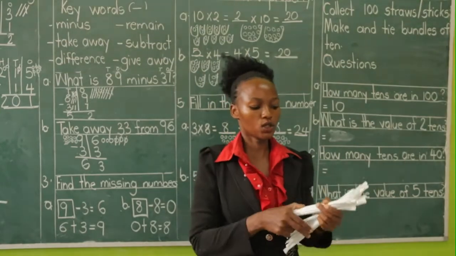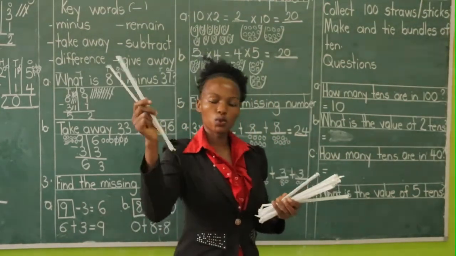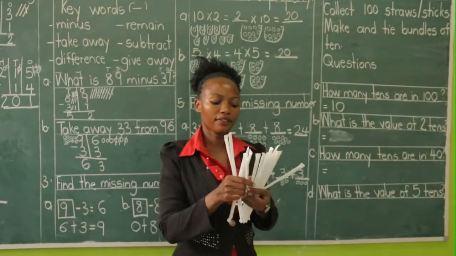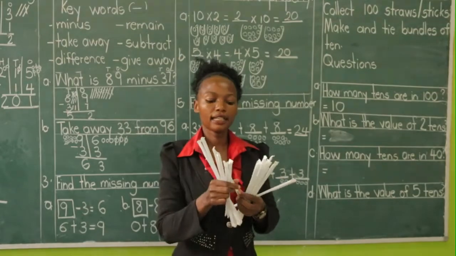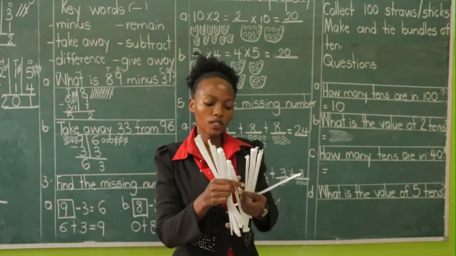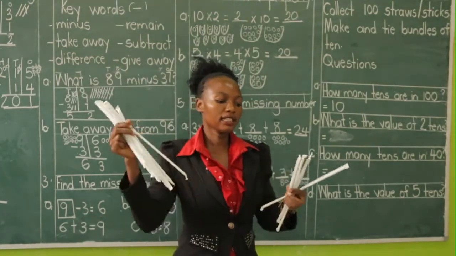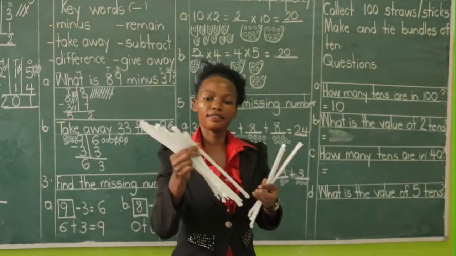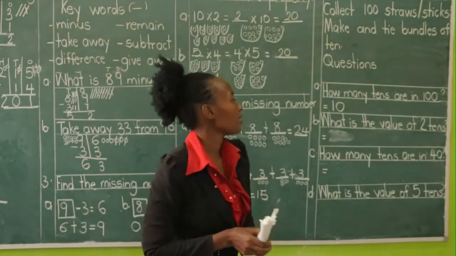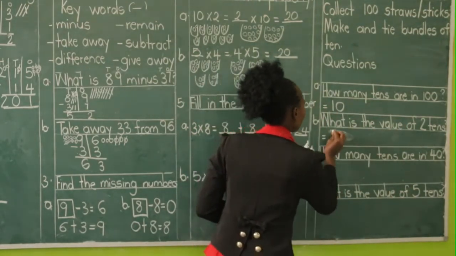Now let's count these straws and see which number we are going to get. 1, 2, 3, 4, 5, 6, 7, 8, 9, 10, 11, 12, 13, 14, 15, 16, 17, 18, 19, and 20. It means that the value of 2 tens is going to be 20.